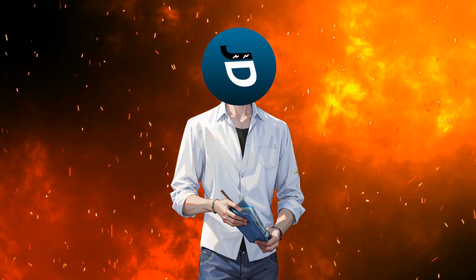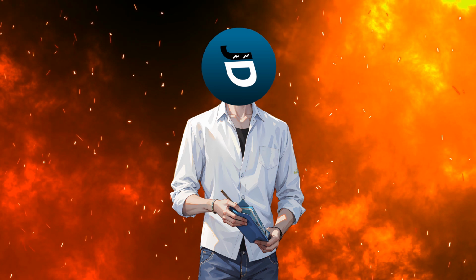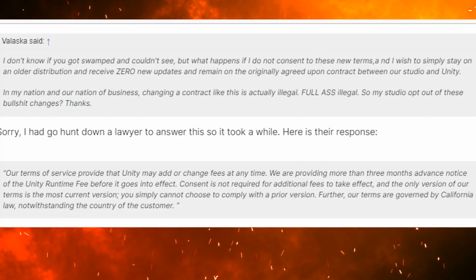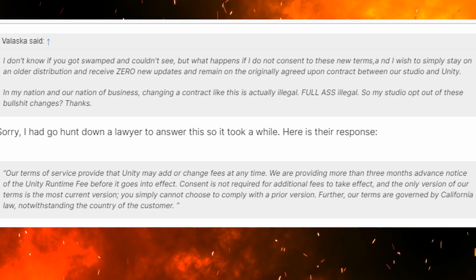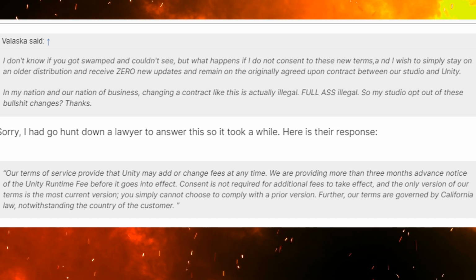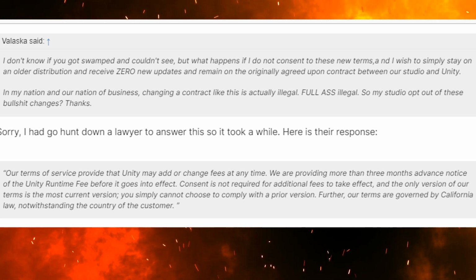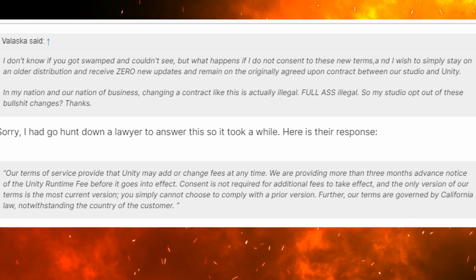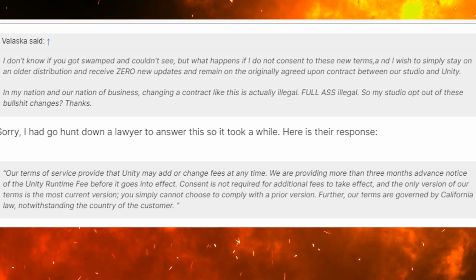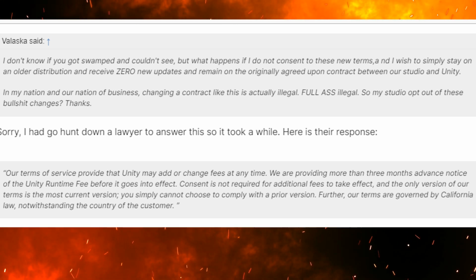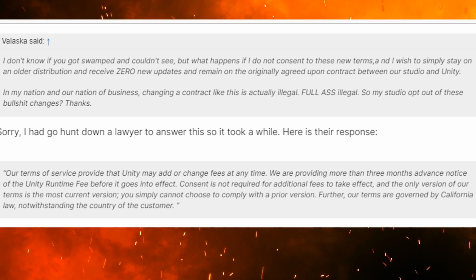Also, a Unity employee wrote in the official forum that prices can change at any time. "Our terms of service provide that Unity may add or change fees at any time. We are providing more than 3 months in advance notice of the Unity runtime fee before it goes into effect. Consent is not required for additional fees to take effect, and the only version of our terms is the most current version. You simply cannot choose to comply with a prior version. Further, our terms are governed by California law, notwithstanding the country of the customer."